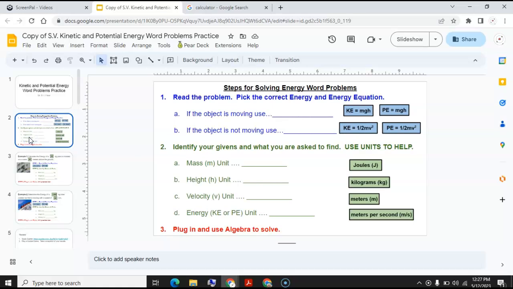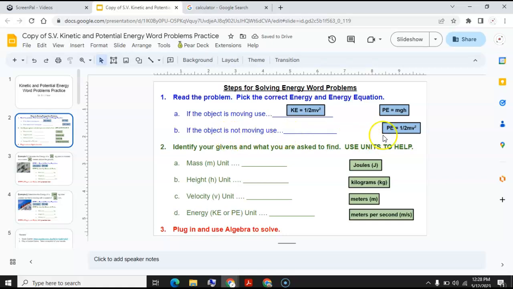In the beginning, this slide goes over the key information for kinetic and potential energy. When you are dealing with these word problems, the first thing you need to do is read the problem and identify if it's a kinetic energy problem or a potential energy problem. We know it's kinetic energy if the object is moving. So if there's movement, it's kinetic energy. Of these blue boxes, the right equation for kinetic energy is this one, 1/2 times mass times velocity squared. So we're going to move that box here. You can delete the other kinetic energy equation because that is not the correct equation for kinetic energy.